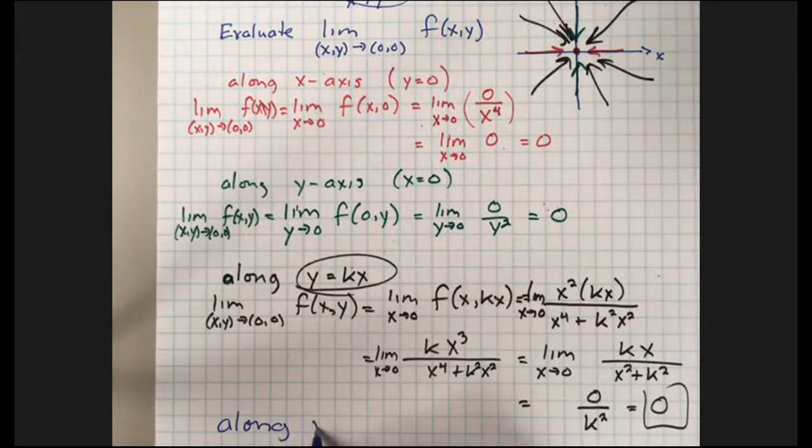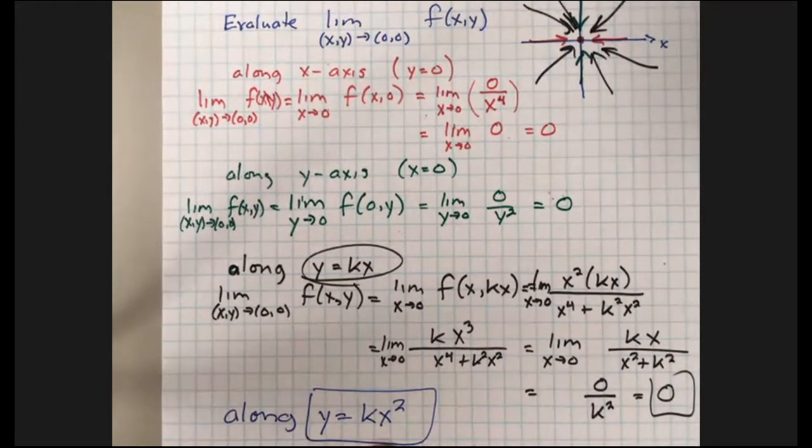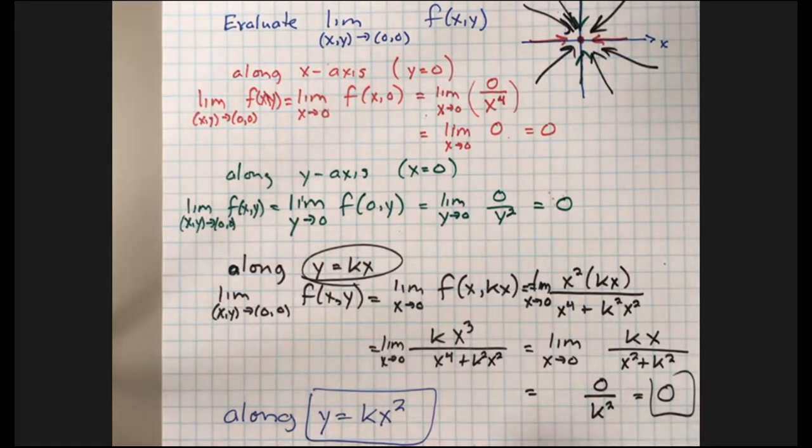If you want to check this out, do the algebra and approach. Do the algebra, evaluate this limit with y equals kx squared instead of y equals kx, and you'll see the different limit values. Okay.